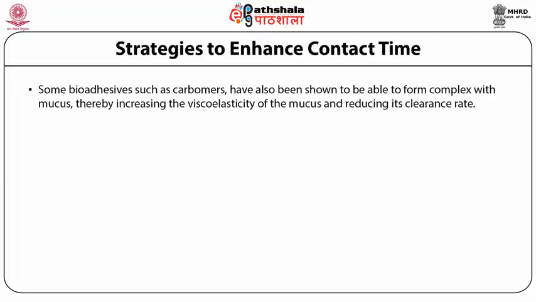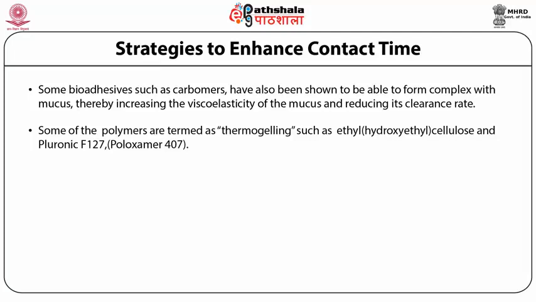Some bioadhesives, such as carbomers, have also been shown to be able to form complexes with mucus, thereby increasing the viscoelasticity of the mucus and reducing its clearance rate. Some of the polymers are termed thermogelling polymers, and these are exemplified by ethyl hydroxyethyl cellulose and pluronic or poloxamer 407. It is pluronic F127.